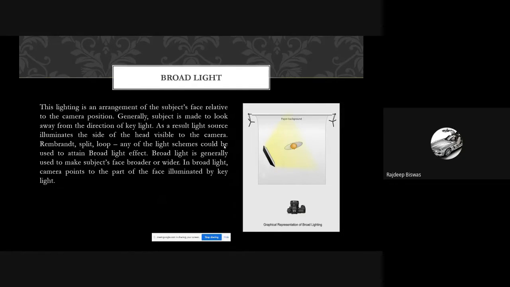Now this lighting arrangement of the subject's face relative to the camera position, generally this kind of light is used for subjects whose faces are not broad. It gives your face a broad effect, and in broad light you can use the Rembrandt, split or loop. All these three different light schemes can be used as broad light. How? I'm going to show you.